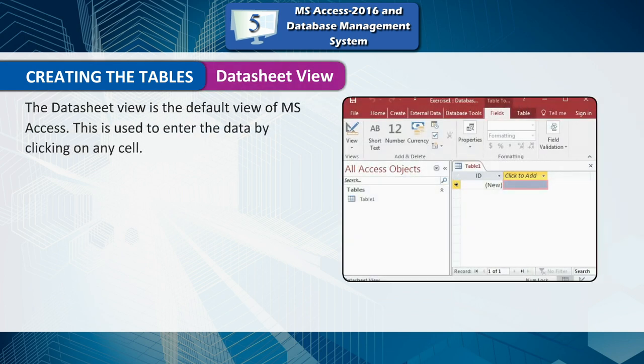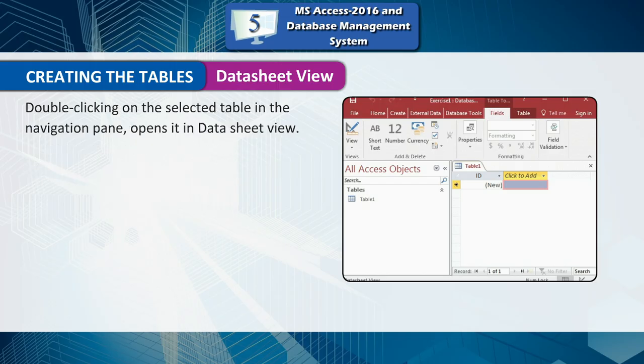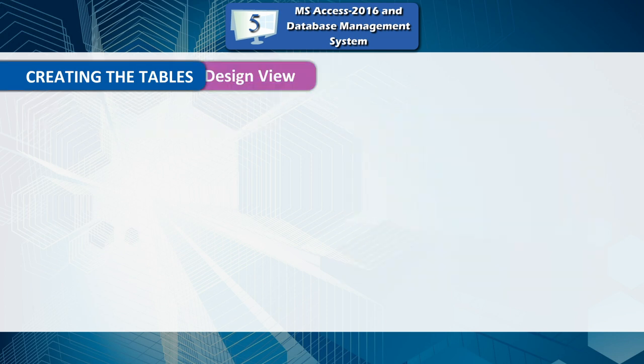Datasheet view. The datasheet view is the default view of MS Access. This is used to enter the data by clicking on any cell. It displays the table as a grid. The fields are displayed as columns and the records as rows. We move to the new row by pressing the Tab key or by clicking the New Record button available in the record navigation bar down below. Double-clicking on the selected table in the navigation pane opens it in Datasheet view.